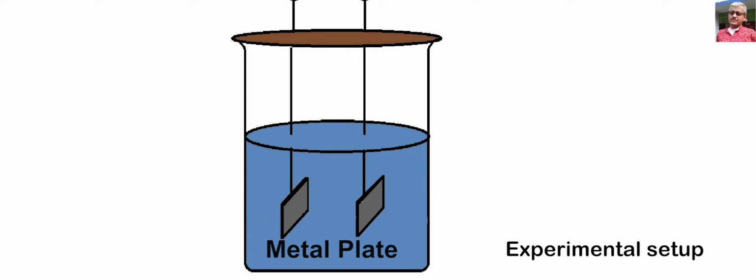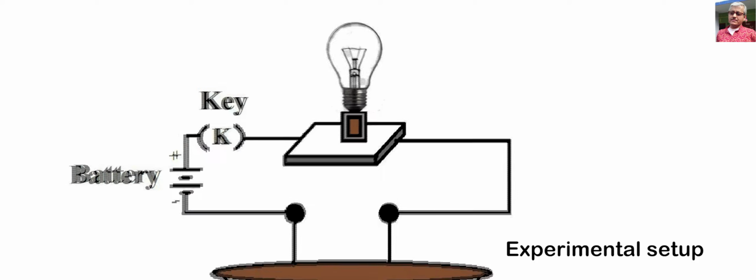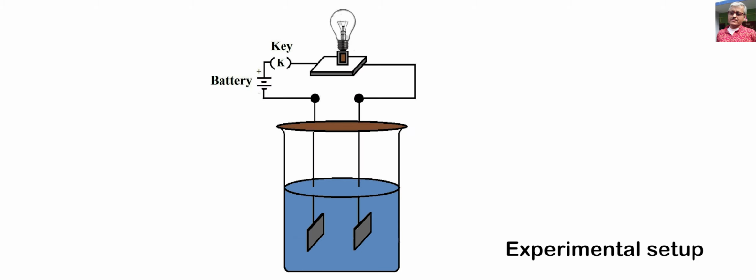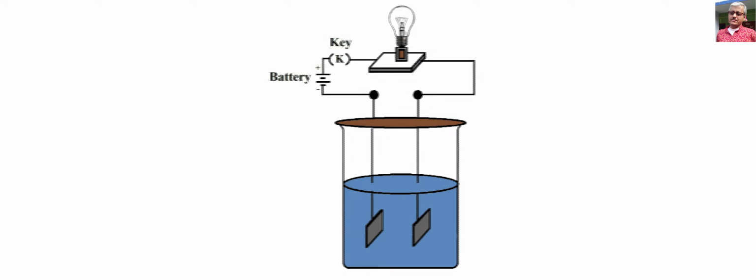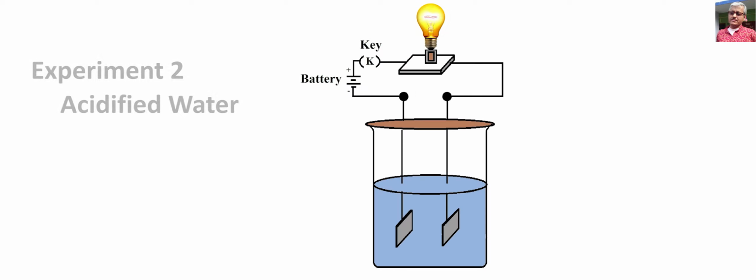Two metal plates are immersed in that liquid, which are also connected with a 9-volt battery, a key and an electric bulb. Now, taking different liquids in that pot, we shall send current in it and observe the result. When the liquid is pure water, the bulb is not illuminated. When acidified water is used, the bulb is now illuminated.